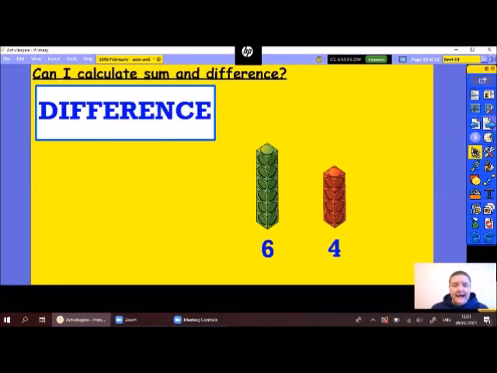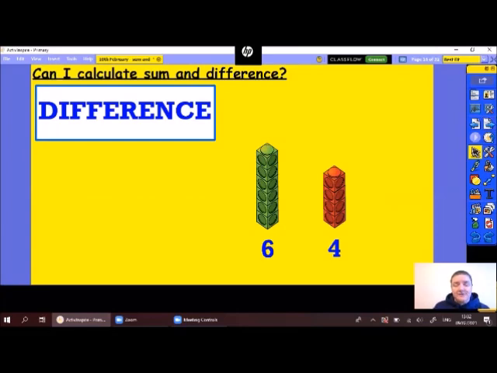Let's look back at our towers that we had at the beginning. So we had our green tower, which has 6 blocks, and our red tower, which has 4. Now, to find the difference between them is different to finding the sum. And no, before you say it, the difference doesn't just mean they're different colours. There is a mathematical way of showing the difference. So let's have a look.